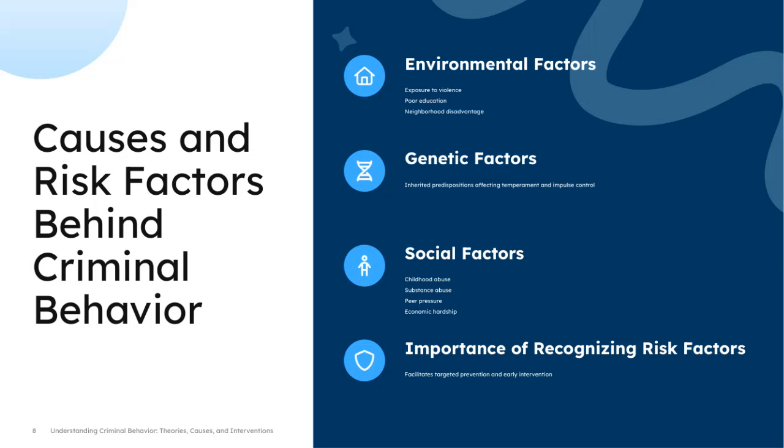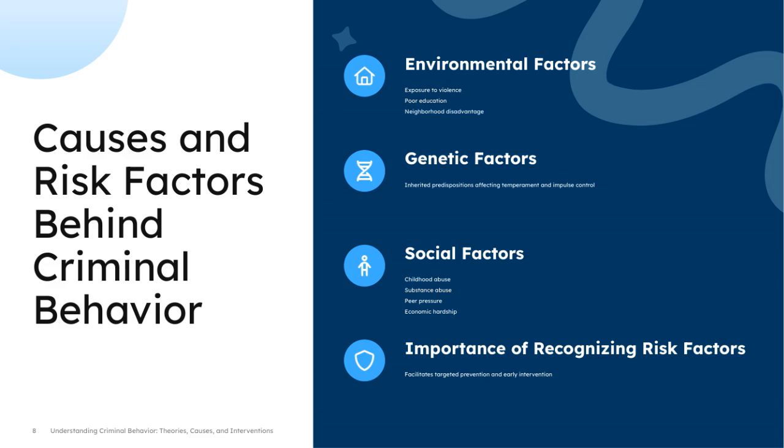When we look at the causes and risk factors behind criminal behavior, there are several key areas to consider. First, environmental factors play a big role. This includes things like exposure to violence, poor education, and living in disadvantaged neighborhoods. These conditions can create stress and limit opportunities, increasing the likelihood of engaging in criminal activity.